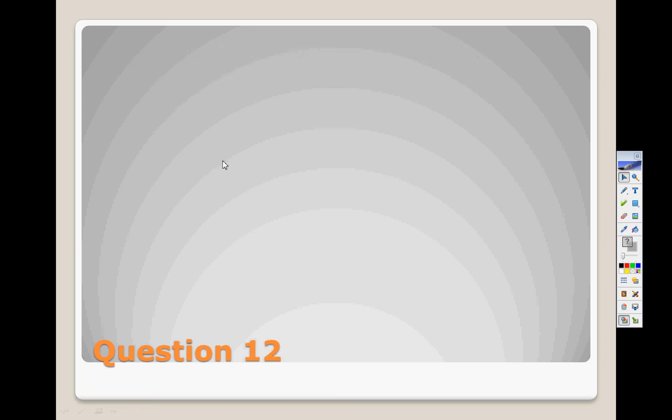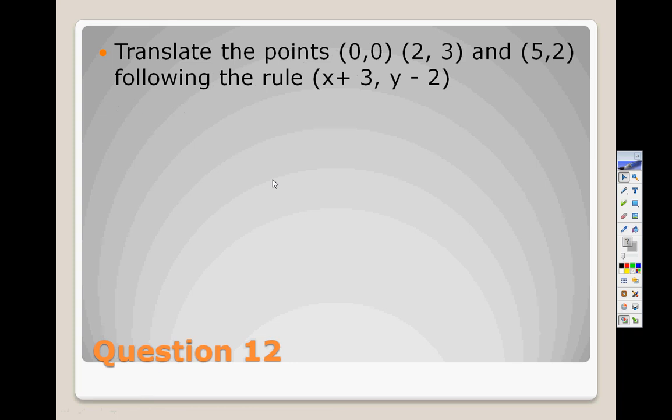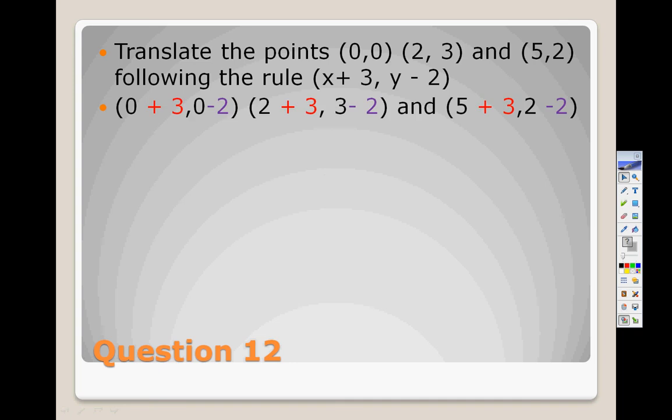All right, and last question, I believe, here. Translate the points 0, 0, 2, 3, and 5, 2, following the rule x plus 3, y minus 2. So let's make it simple. It's saying 3 units right, 2 units down. We gave a good hint there, right? Okay, pause. And the answer is, well, just take each of these points. You wouldn't even need to graph them. Plus 3, plus 3, plus 3 on each of the x's right here. And then minus 2, minus 2, minus 2 on all the y's. So there we go. 3, negative 2, 5, 1, and 8, 0.